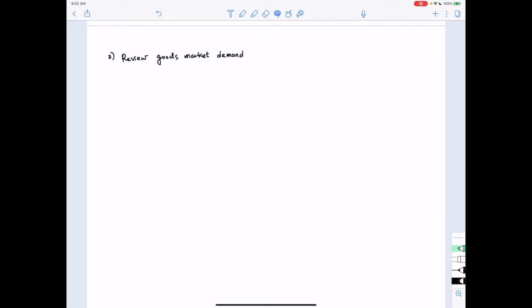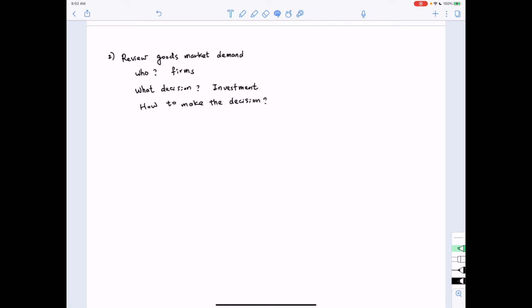Now let's first look at the demand side of the goods market, which is related to the investment decisions. So what we do now is review what we learned related to the goods market demand. So the first question we want to ask is who demands the capital goods? It turned out to be the firms that demand the capital goods. Then we ask what decision they make related to the demand for the goods market? We say they make the investment decisions.